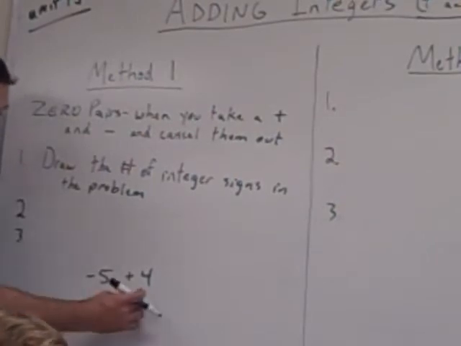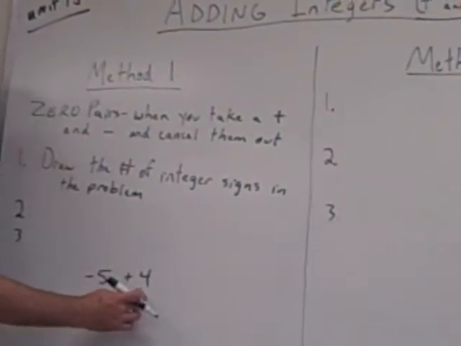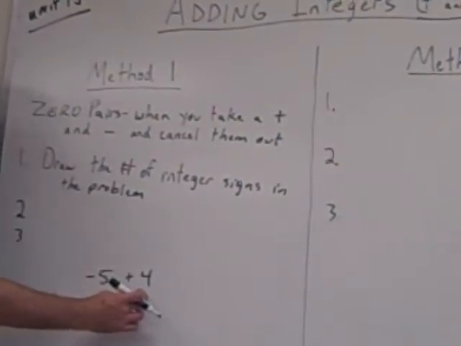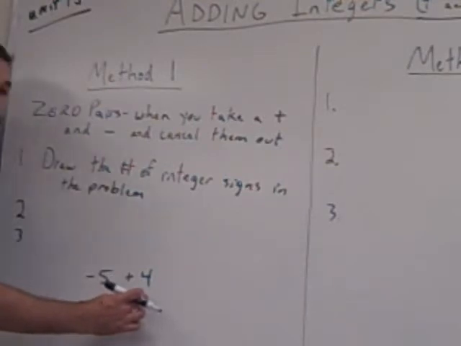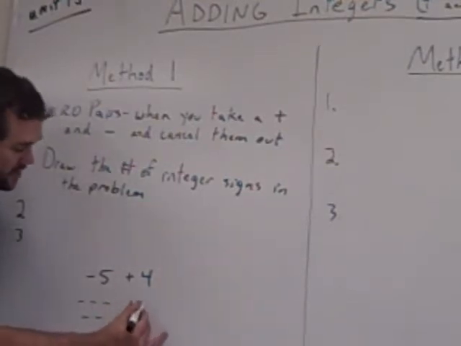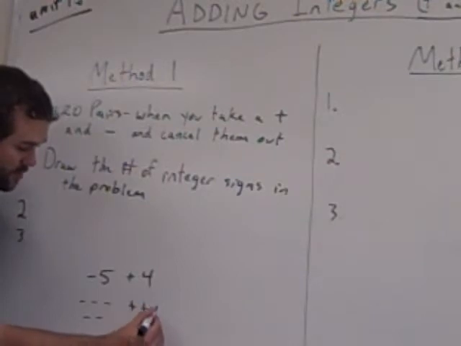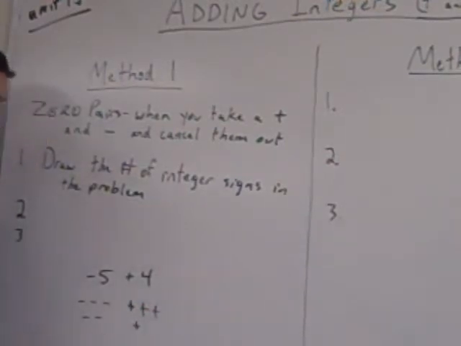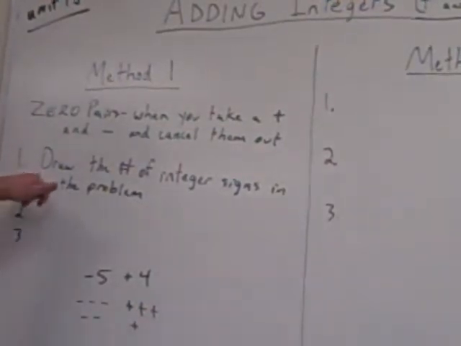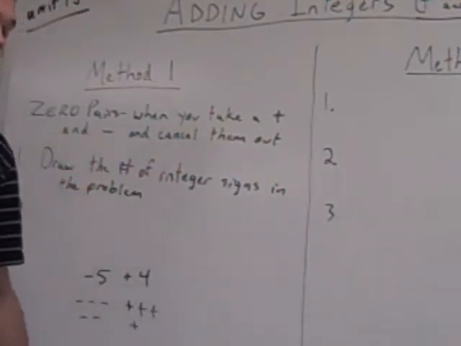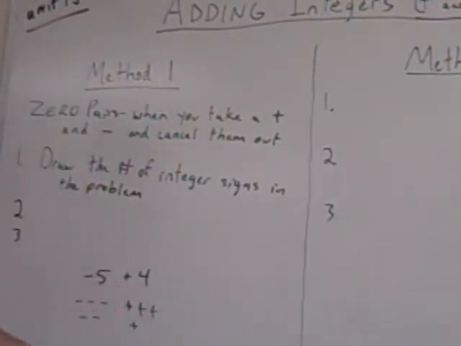Now I have +4, so what do you think I'm going to do? I'm going to draw 4 positives, right? You're on the right track, Mark. You're getting ahead of us, though. I'm just trying to do step 1. I'm going to draw 4 positives. So now I've done step 1: draw the number of integer signs in the problem. There were 5 negatives and 4 positives.